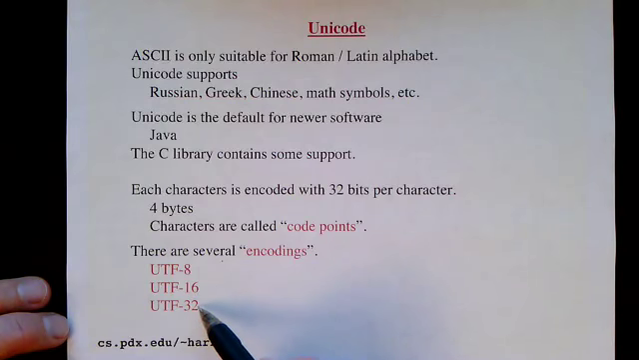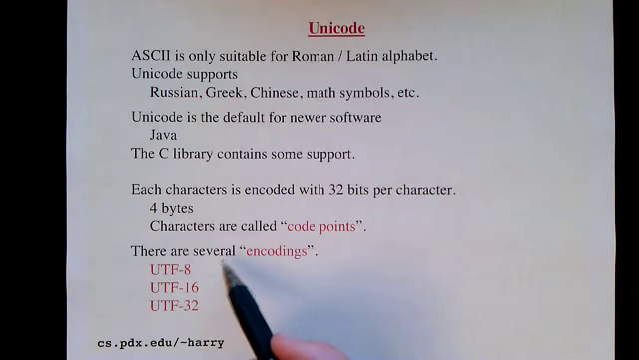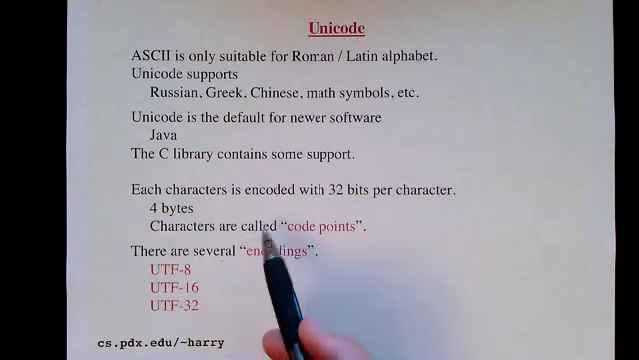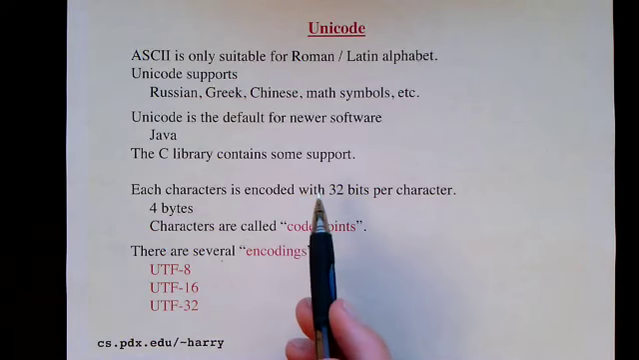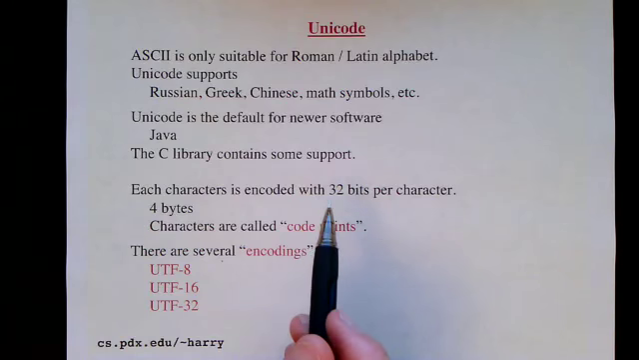UTF-32 is essentially no encoding at all. It's just using 4 bytes per character, and it's the straightforward thing. So we'll talk about the encodings as well as the characters. So let's begin with looking at some examples of different Unicode characters.